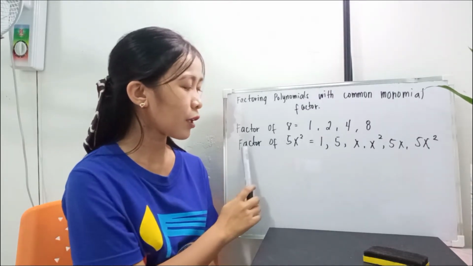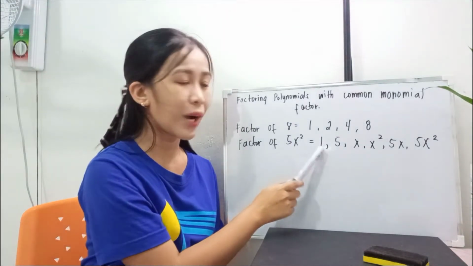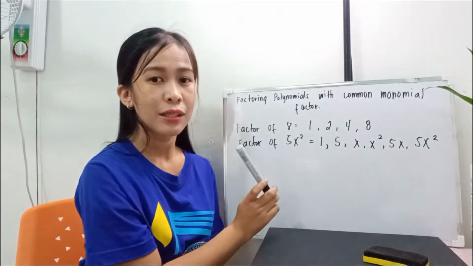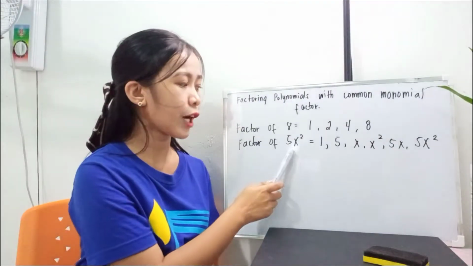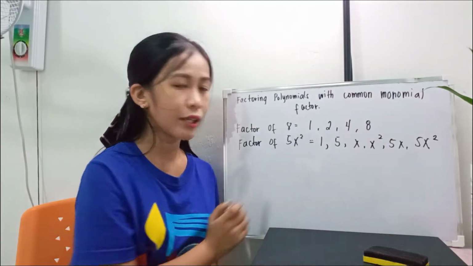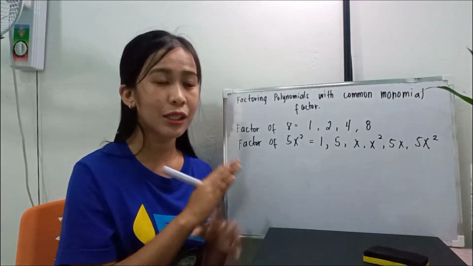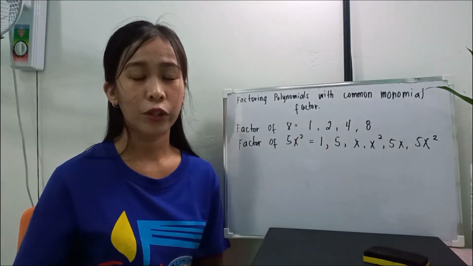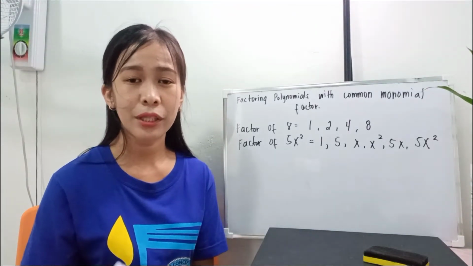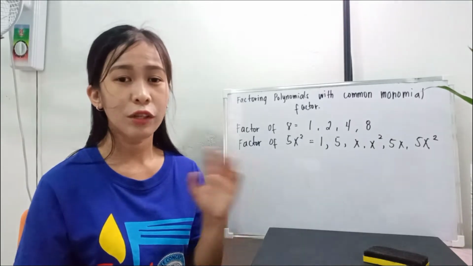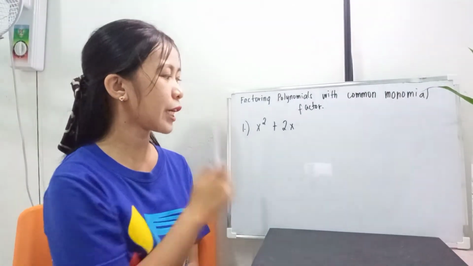Alright? And the factors of 5x raised to 2 or 5x squared is 1, 5x, x squared, 5x, and 5x squared. Why? Kasi when you divide 5x squared to 1, it is the answer. Walang remainder. 5x squared to 5, that is x squared. Wala ding remainder. And so on and so forth. Yun lang naman yung sinasabi ni factor. And syempre, dapat alam nyo muna kung ano ang ibig sabihin ng factor before we proceed to the factorization of the common monomial. Alright? Okay, so we have here an example.